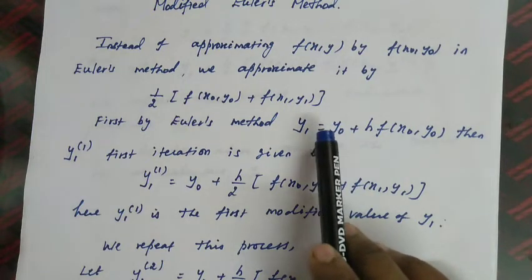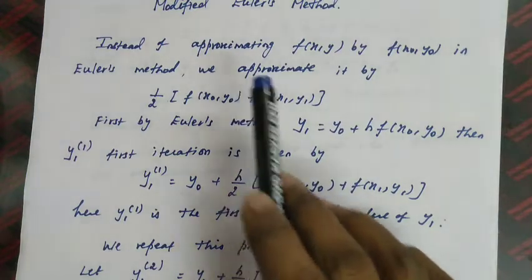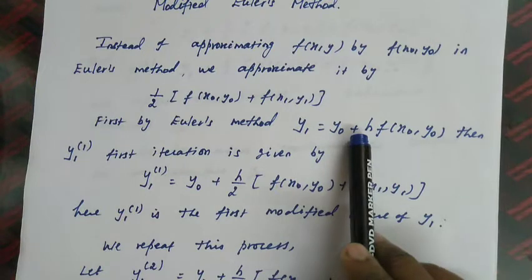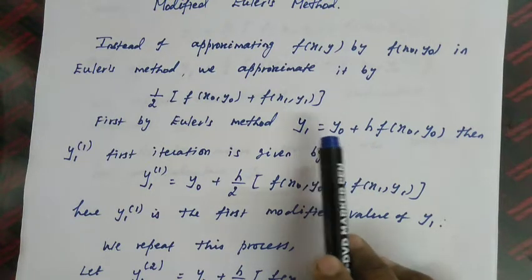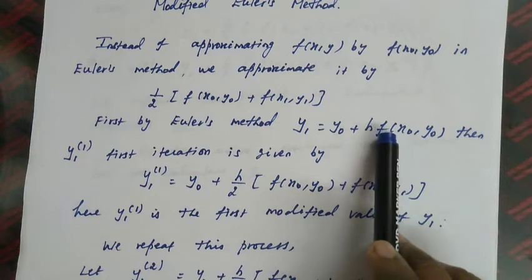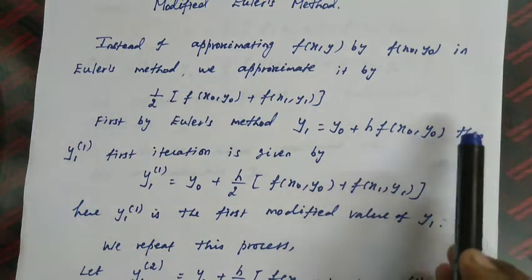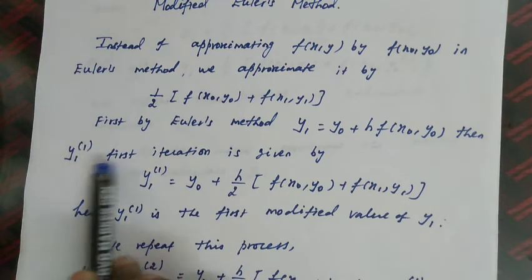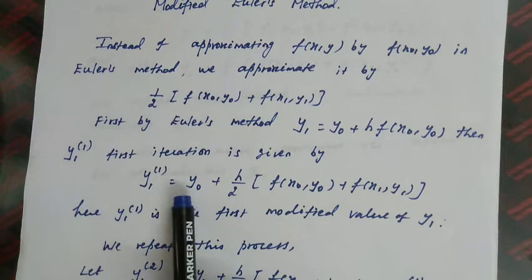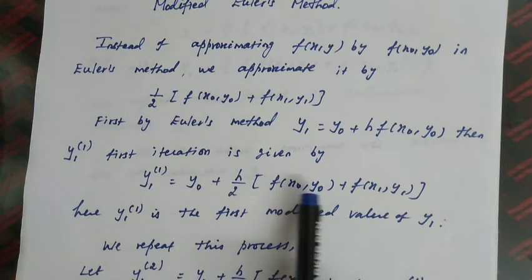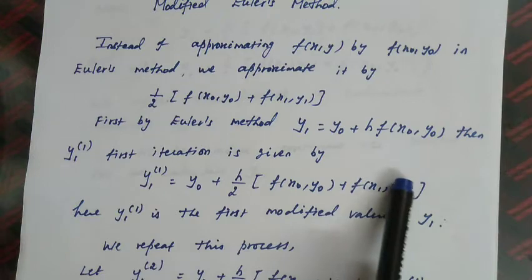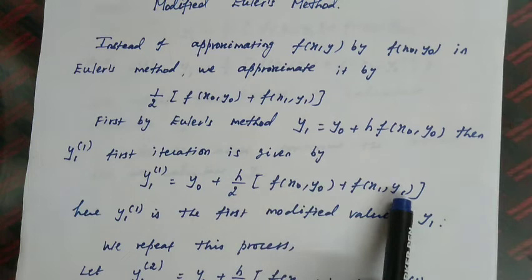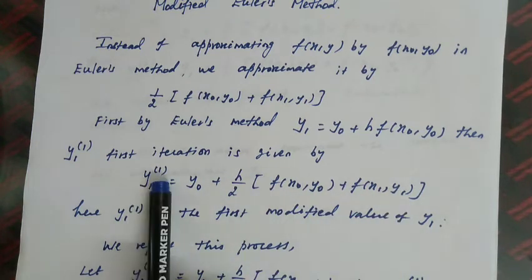So when we want a more accurate value, only then do we use Modified Euler's. So how to do a problem under Modified Euler's? First, use Euler's result to find the first value of y1. Then to get more accuracy, we use the iteration method. The first iteration is denoted by y1 of 1, the first iteration of y1, using the formula y0 plus h by 2 into f of x naught y naught plus f of x1 y1. This y1 is nothing but the value you got by Euler's method. That value we apply here. So this is the first iteration value of y1.